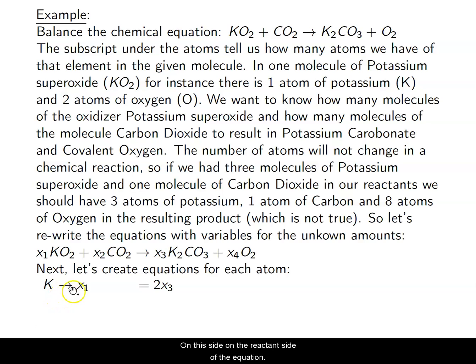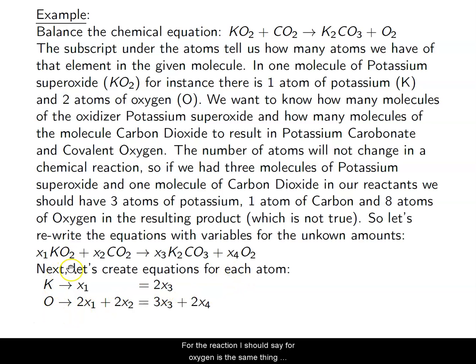So for potassium, on the reactant side of the equation, I have x1 of them. On the resultant side, on the product side, I have 2 times x3, right? So for every one of these molecules, there's 2 potassiums. So x3 times 2 is how many potassiums are on the product side of the reaction.